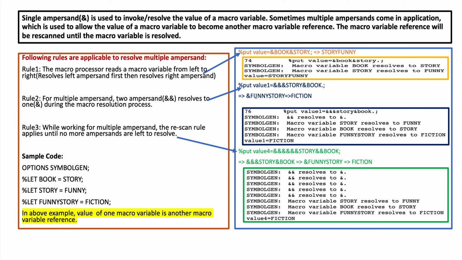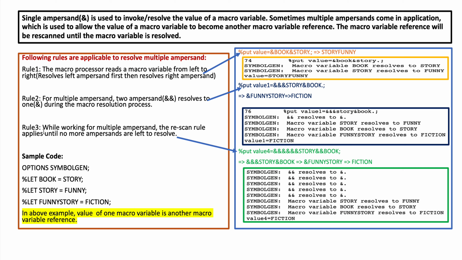Here is an example. We are going to print this value, %put value 1. Its value is 3 ampersands here, story, &book. In this condition, what happens first? First, the 2 ampersands resolve to 1 ampersand. Next, &story resolves to funny. At the same time, &book resolves to story. That's the result we get here: &funnystory. And in the next step, it will resolve &funny story to fiction, because here funny story, its value is fiction.